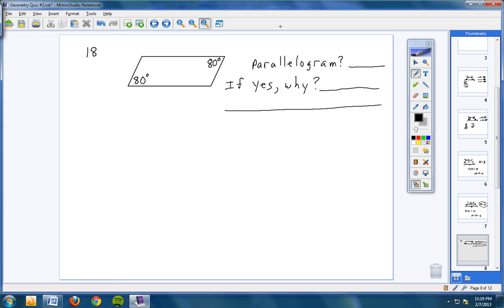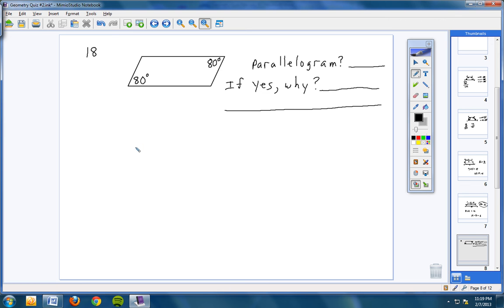Okay, is this a parallelogram? Well, you know what I forgot to state way back at the very beginning of the quiz? Let's pause and do it right now, and I apologize. At the very beginning of the quiz, I forgot to read off to you the five ways to prove that a quadrilateral is a parallelogram.